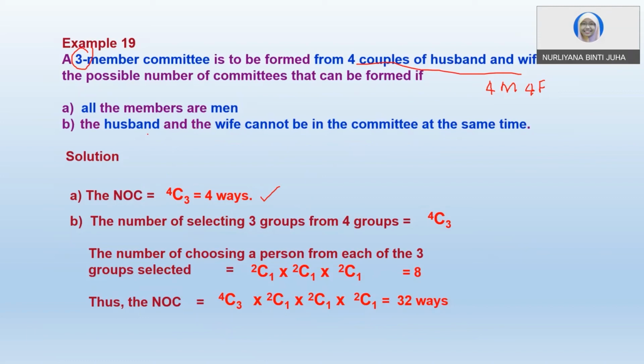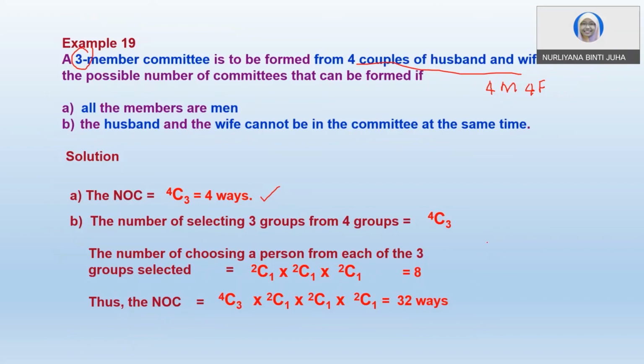And for B, the husband and wife cannot be in the committee at the same time. Pasangan suami isteri tu tidak boleh ada dalam komiti tu dalam satu masa. So, the number of selecting 3 groups from 4 groups. Since we only have 4 groups or 4 couples, kita cuma choose 3 saja. Kenapa choose 3 couples? Sebab dia kata only 3-member committee. Yang mana 3-member committee ni nanti tidak boleh ada husband and wife dekat dalam tu. Semuanya dari pasangan yang berbeza.